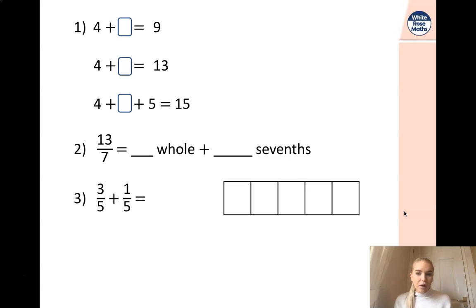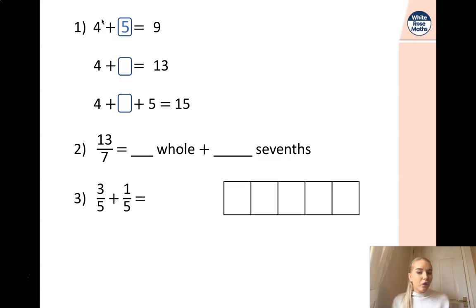Okay, so question number 1, 4 add what gives us 9? Well, we can see that there is a gap here, and because we have a missing number, we can do the inverse to work that out. So the add would change to a subtract. 9 take away 4 is 5, so 4 add 5 must be 9.